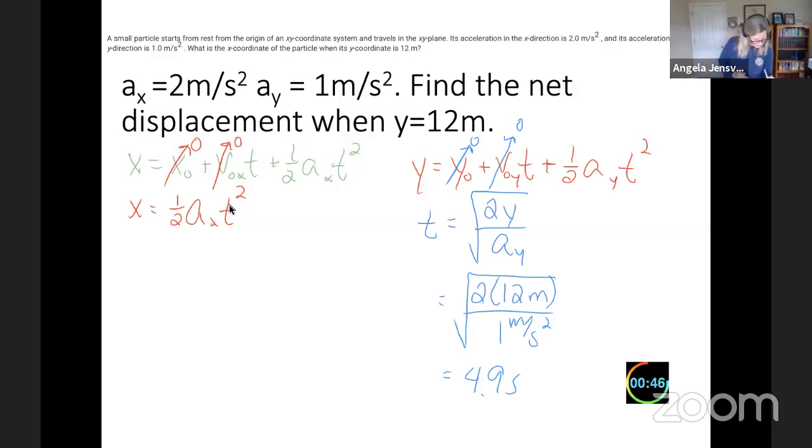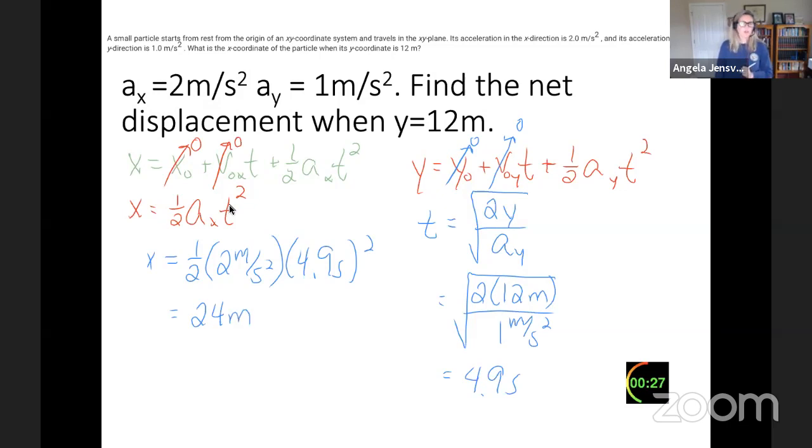So let's plug it in. x equals 1/2 times 2 meters per second squared times the time, 4.9 seconds, squared. And for x, you should get 24. Oh yeah, because it was the square root of 24. 24 meters. So if you want to find the net displacement, you could say delta D. It moved 24 meters in the horizontal direction, and it moved 12 meters in the vertical direction. Don't forget your units when you're done. Meters, right, for displacement?